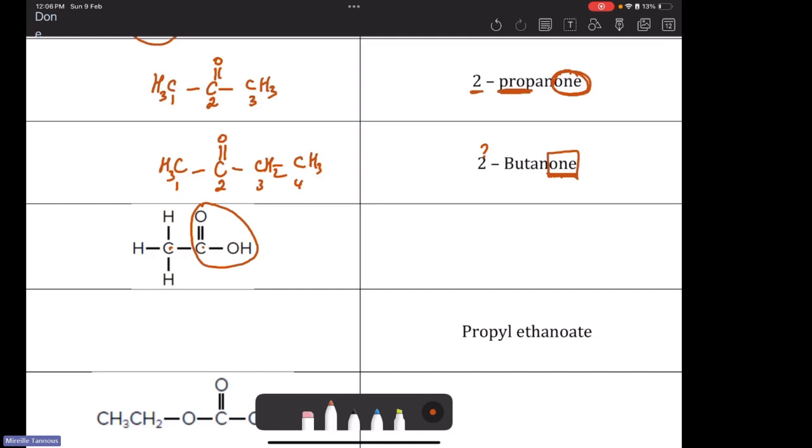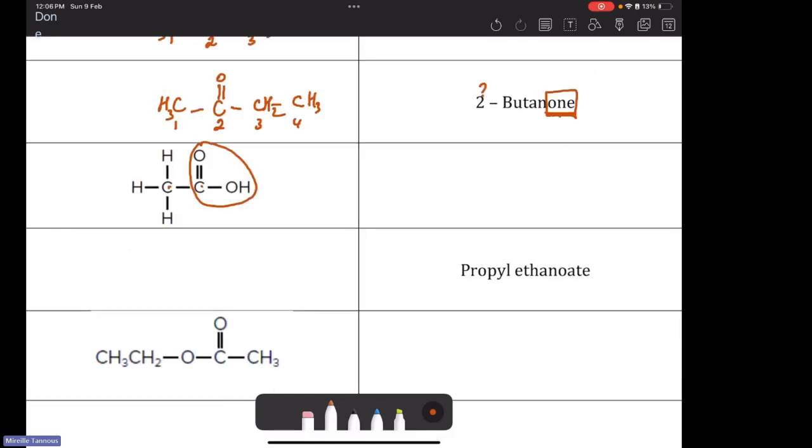Two carbons, this is carboxyl. We memorize the termination oic acid, so anoic acid. How many carbons? 2. So ethanoic acid. We don't number here. No need, because to be a carboxylic acid, it has to be on the side. Two more minutes, wait.